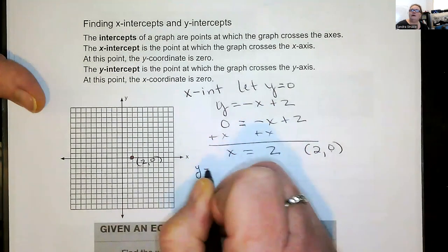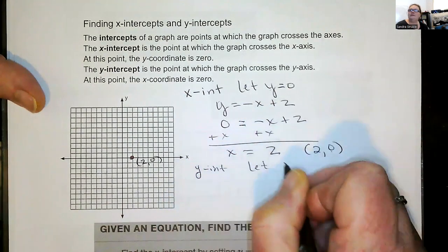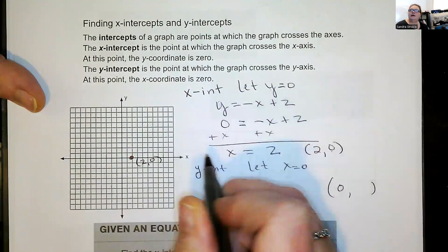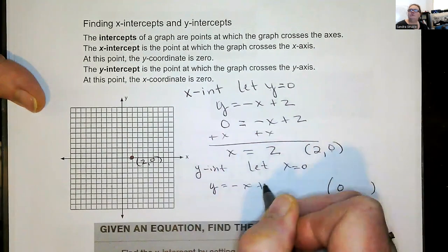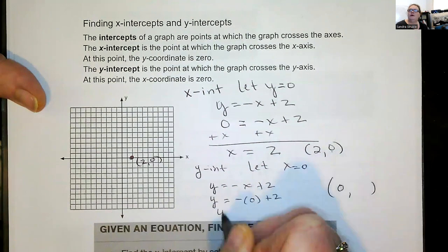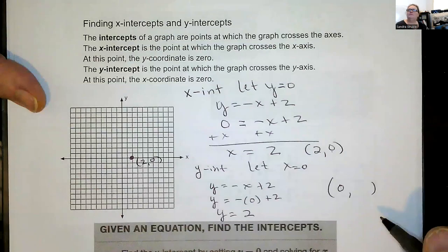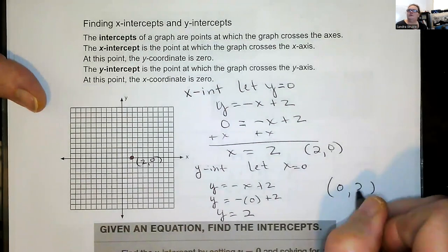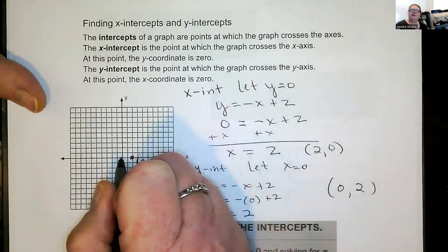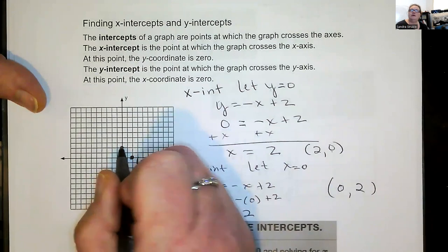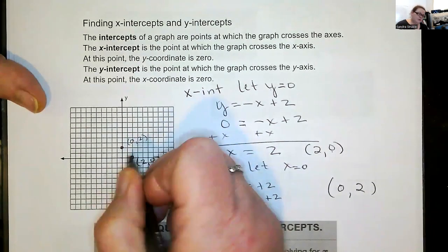So for the y-intercept, we let x equal 0. So our answer is going to be 0 something. And in this case, I'm just going to have y equals negative x plus 2. I'm going to let x equal 0. And I get y equals 2 as well. So this one is 0, 2. So from here, we go from the origin up to, because 0 is the x and 2 is the y, and that is 0, 2. Draw our line.